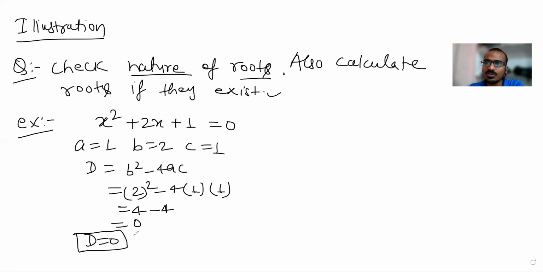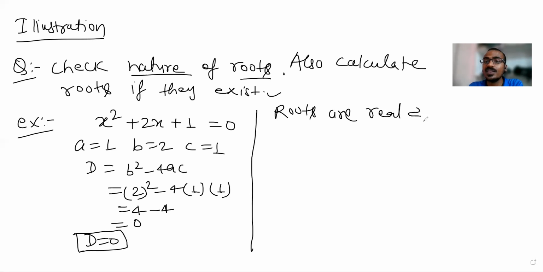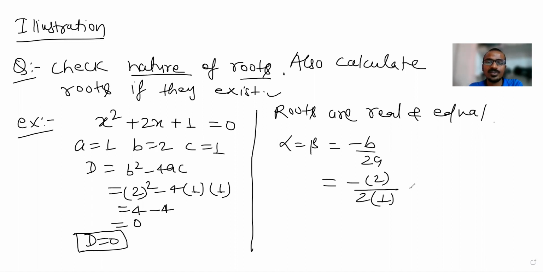Case number 2. When D equal to 0, what have we read? Roots are real and equal. Very good. And what will be the root? Alpha equal to beta equal to minus b by 2a, is equal to minus. What is the value of b? Value of b is 2, by 2 into the value of a, 1. This will become minus 1. Any problem, guys? No problem.